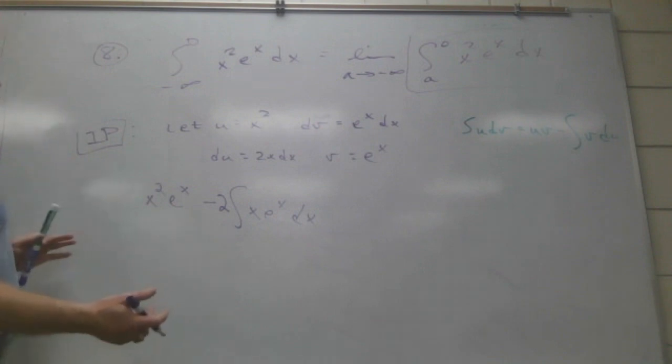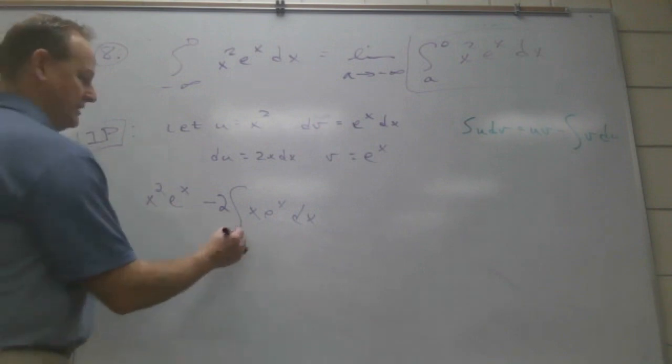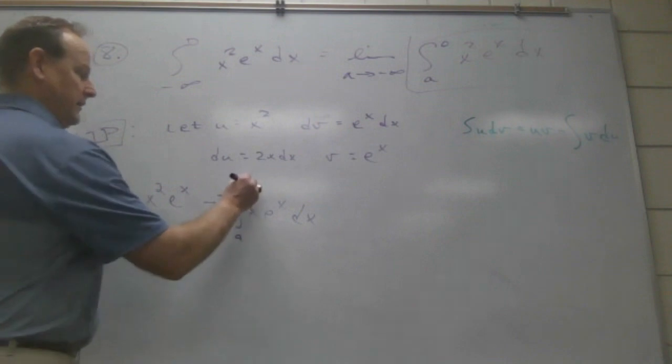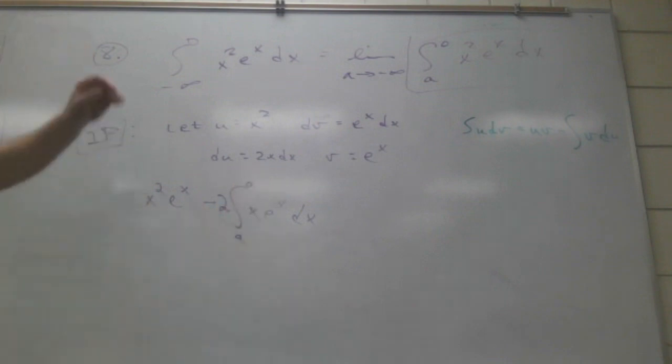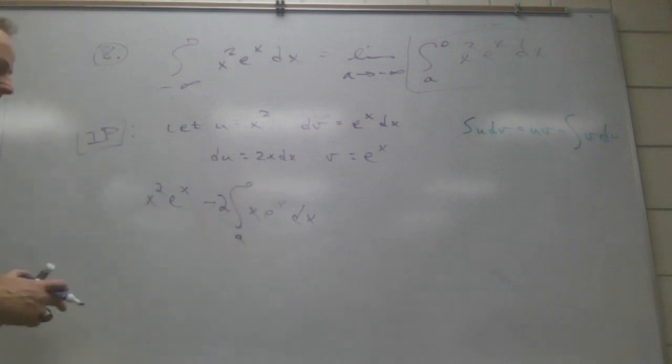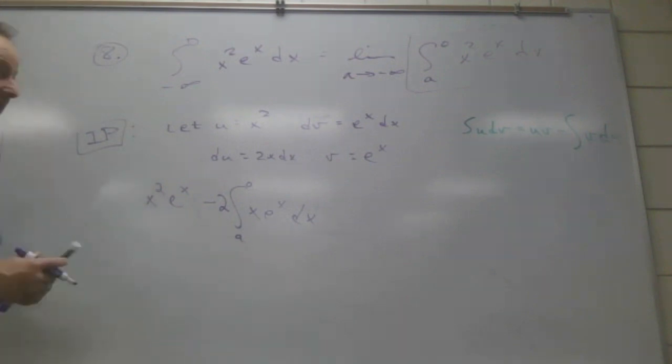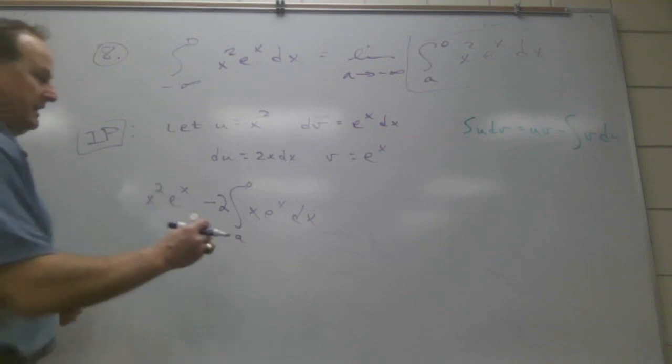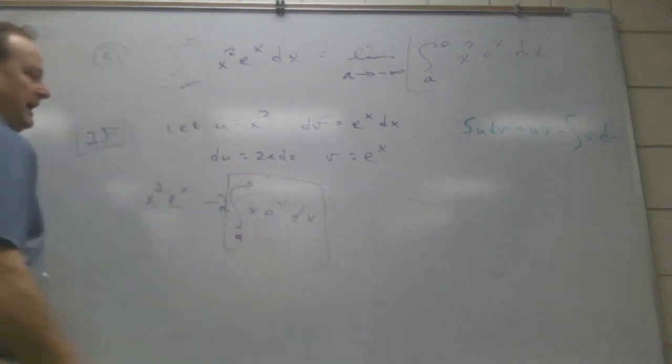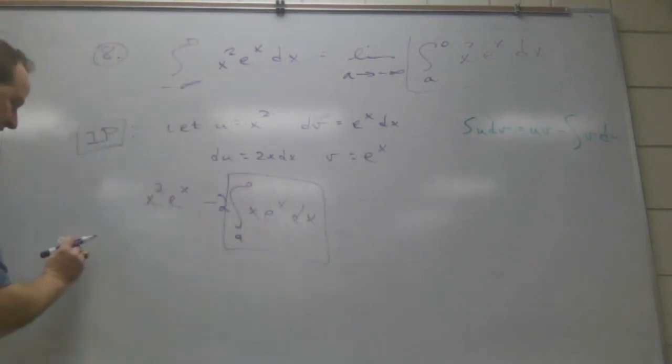And once again, do I care what the limit is? No, this is the definite integral from a to 0, but I can keep that off for a while if I want. But anyway, we're getting closer, right? What do you think I have to do again now? I have to do it again. I need to use integration by parts again on this one.